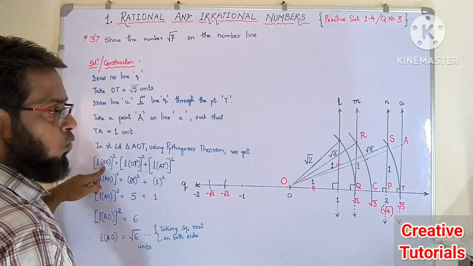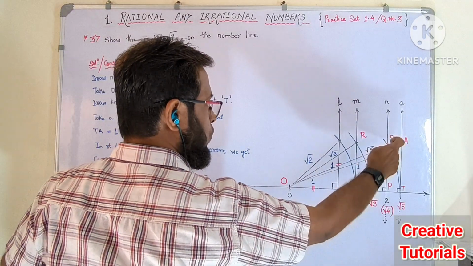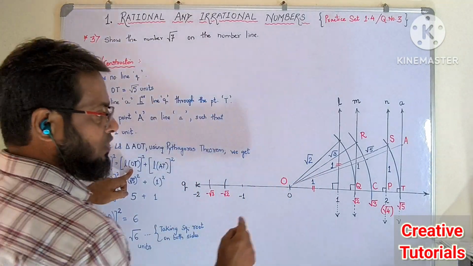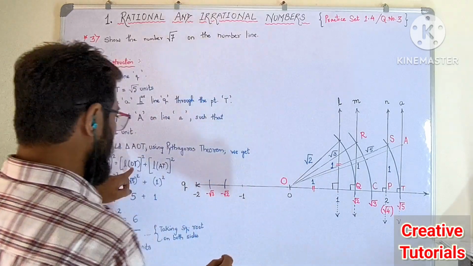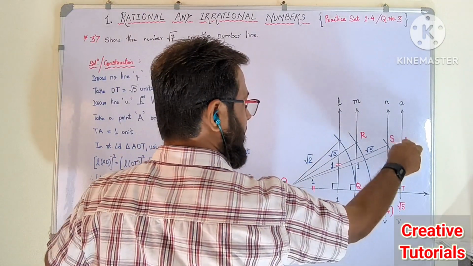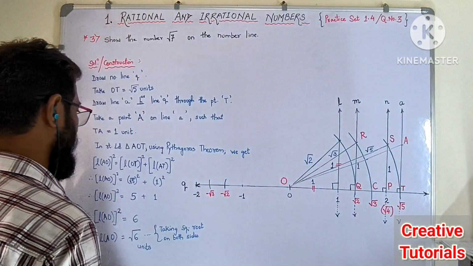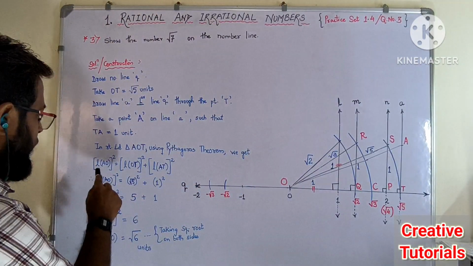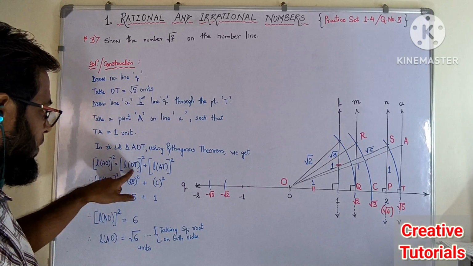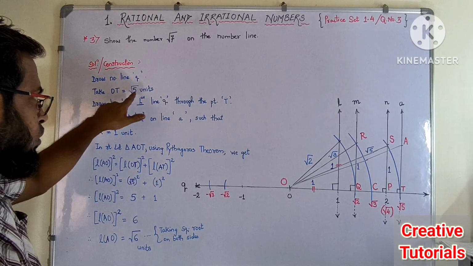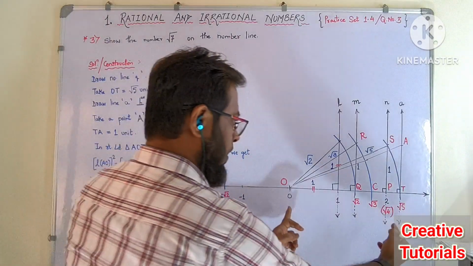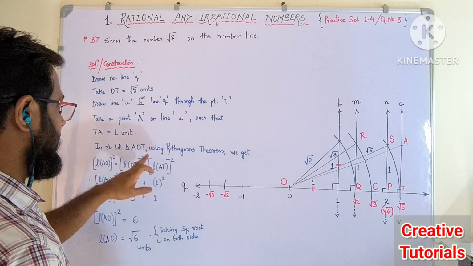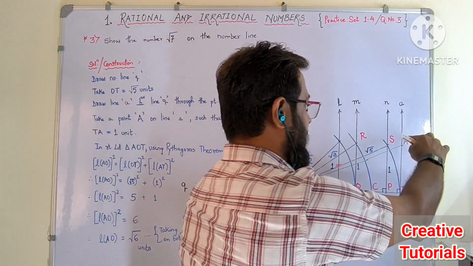Length AO square. This is my hypotenuse. Length AO square is equal to length OT square plus length AT the whole square. Correct? Alright, let's substitute the values now. So length AO the whole square is equal to length OT square. Length OT is how much? Root 5 units. We had taken this one, root 5. So my root 5 comes here, the whole square, plus length AT. AT is 1 unit. You can see this, AT is 1 unit.